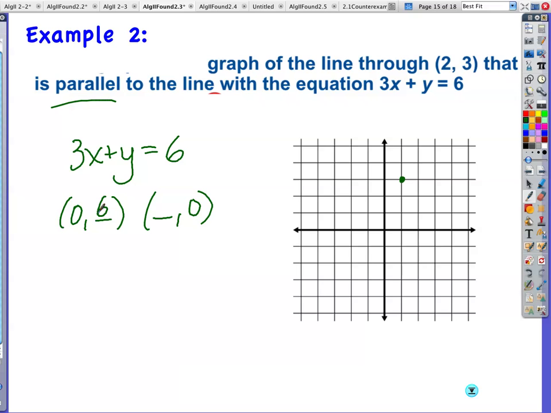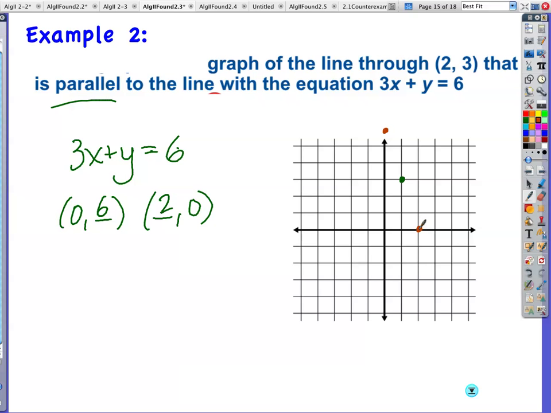If you cover it up with your finger or your hand, you don't even have to hardly do any work. 0 goes in for y, cover that up. Then I really have 3x equals 6. So my x value equals 2. So let me graph that. I've got 0, 6. Oh, I'm a little off my graph, but that's okay. And I got 2, 0.